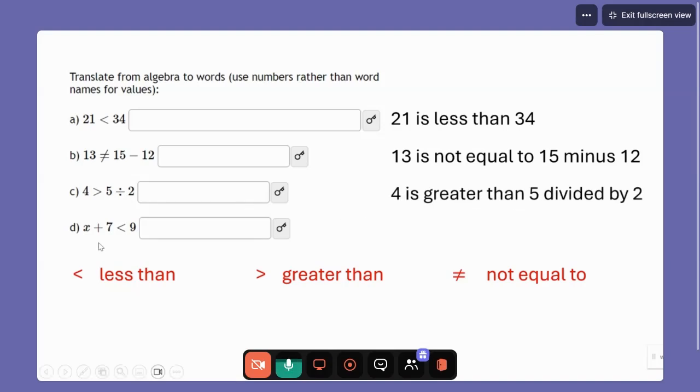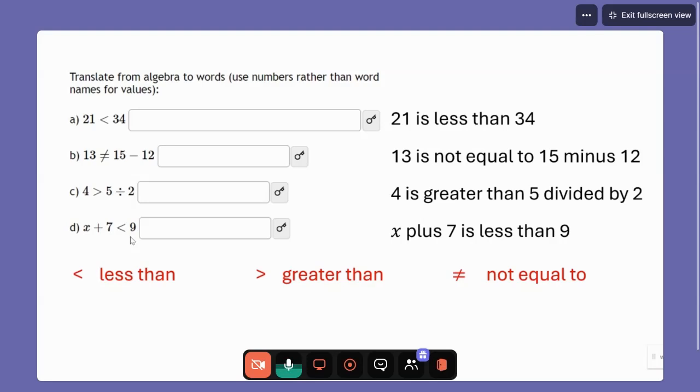And the last one, again, we see a variable, but that doesn't bother us. Let's just read it out from left to right. X plus 7, and then we're going to say is less than 9. And what that's going to mean is x is going to be able to be any number that would make x plus 7 less than 9.